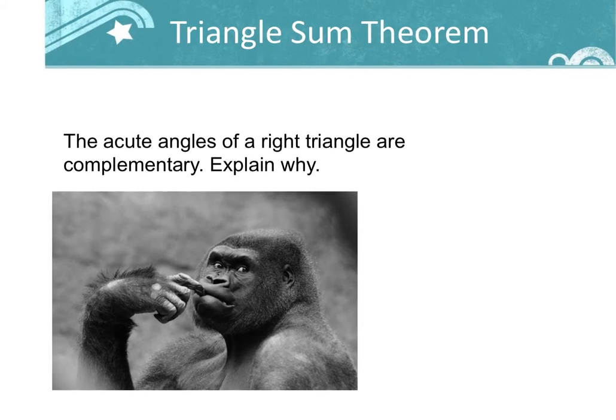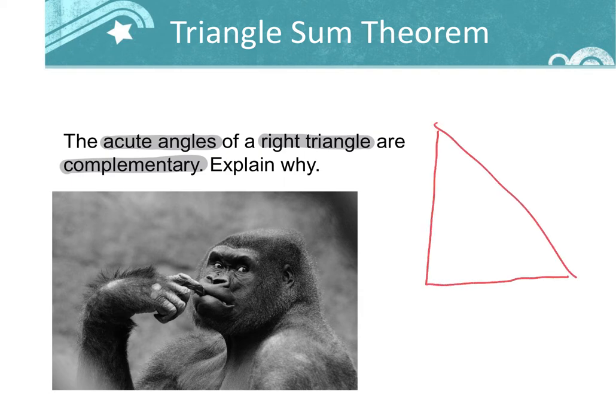The acute angles of a right triangle are complementary. Explain why. Well, let's start by drawing a right triangle. So we know a right triangle has to have a 90-degree mark. So this angle is 90 degrees.